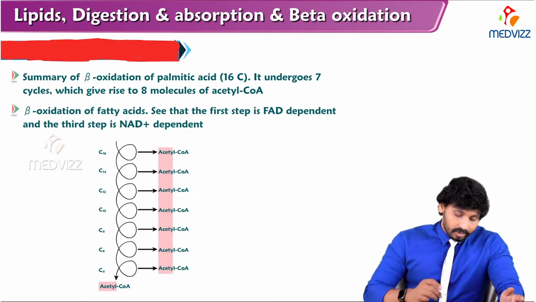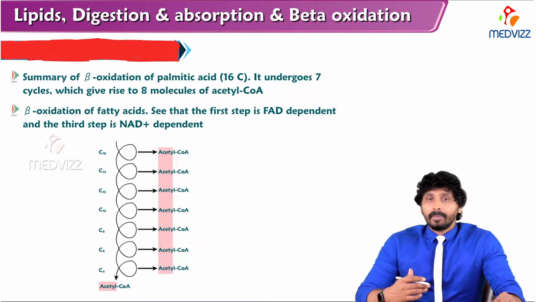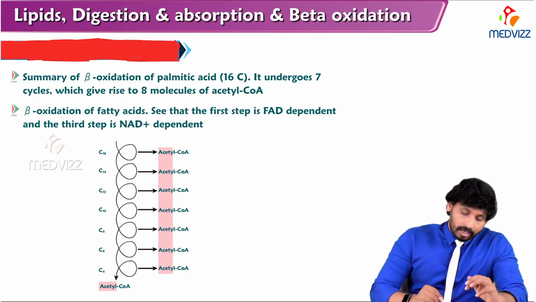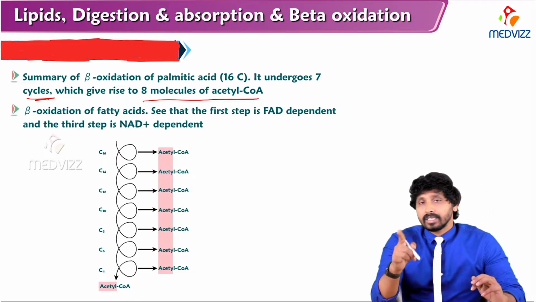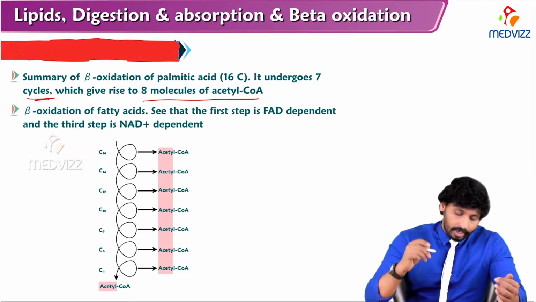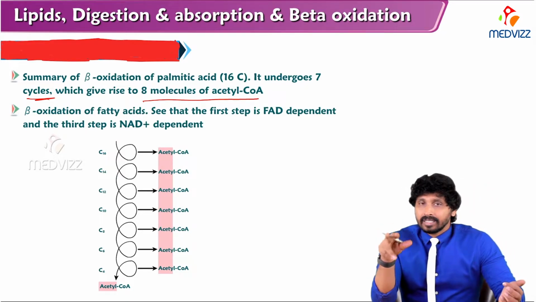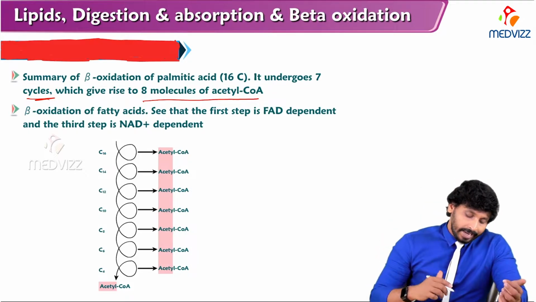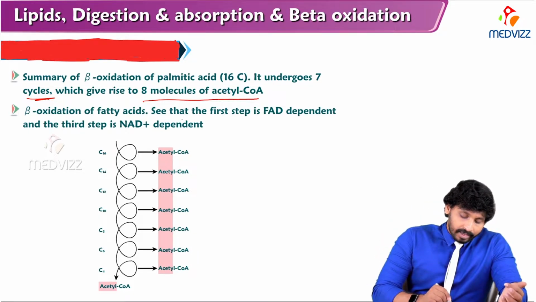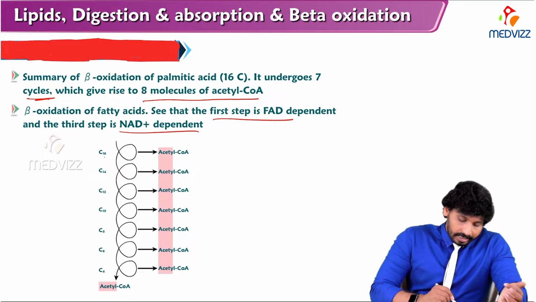So for the summary of beta oxidation, I'll give you an example like palmitic acid. As I told you, 16 carbon, it undergoes 7 cycles, which gives rise to 8 molecules. As I said, the last molecule is again liberated as acetyl-CoA. So 7 cycles means in the last step 2 acetyl-CoA will be produced, so 8 acetyl-CoA. So beta oxidation of fatty acid, see the first step is FAD dependent and the third step is NAD dependent. You see here 16 carbons, right?